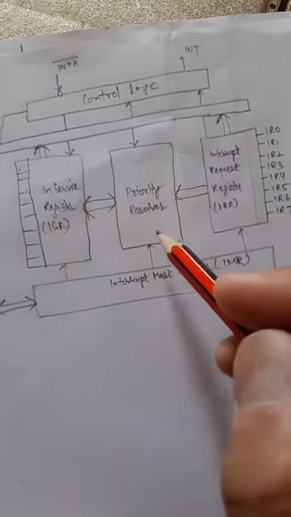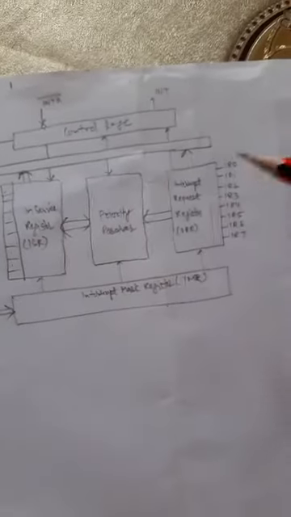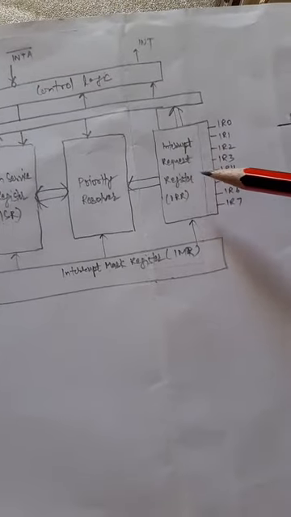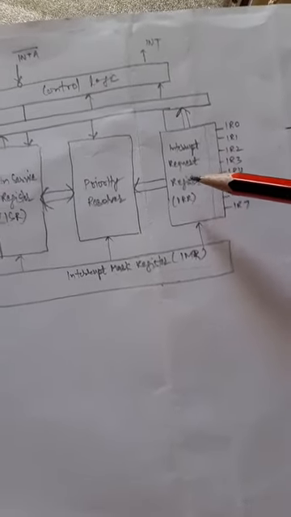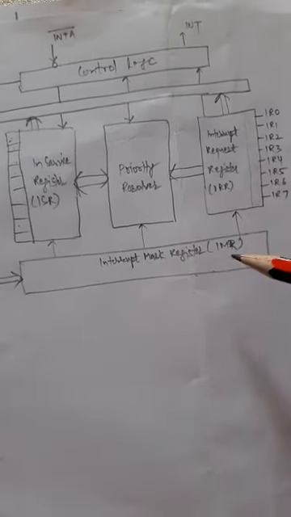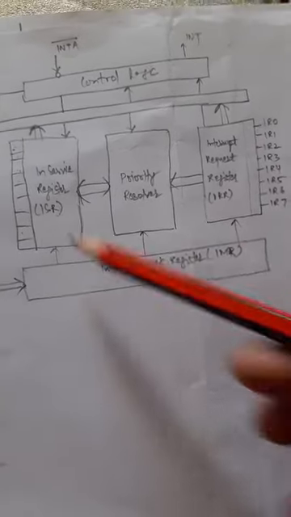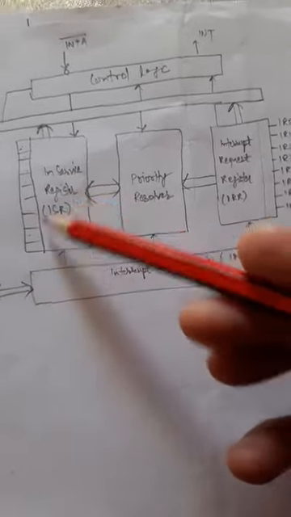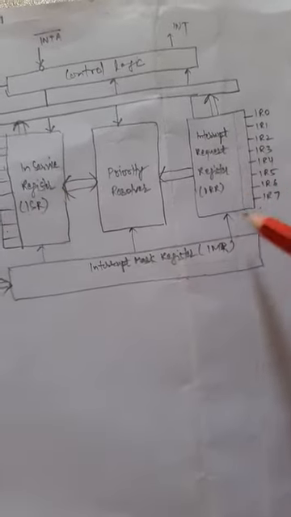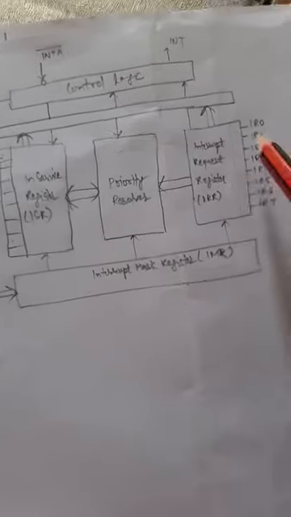So this is the working of the priority resolver. It will first check the interrupt request register. If any interrupt has requested, then it will go for checking the interrupt mask register. If that particular interrupt is not masked, then only it will check the interrupt in service register. If that particular interrupt is masked, then that interrupt is discarded from the IRR.